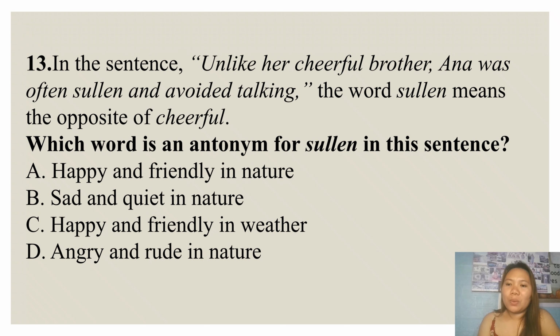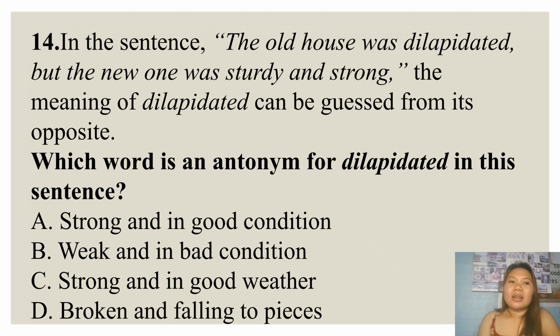3, 2, 1. Number 14. In the sentence, the old house was dilapidated, but the new one was sturdy and strong. The meaning of dilapidated can be guessed from its opposite. Which word is an antonym for dilapidated in this sentence? A. Strong and in good condition. B. Weak and in bad condition.